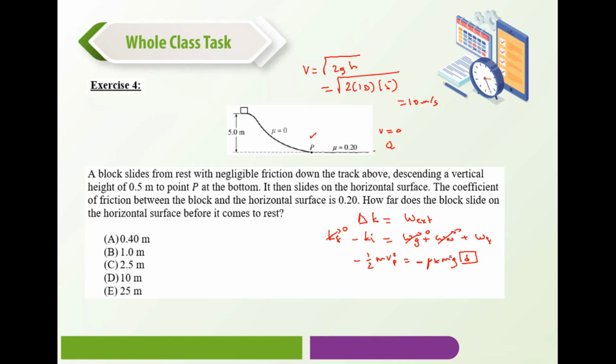Notice that the mass is not given because simply it cancels. The minus sign cancels out. That would be half v squared at the point P divided by mu_k and g, and that would be equal to the distance d, which corresponds to how far. Now half multiplied by 10 squared divided by 0.2 times 10. Now plugging that on the calculator, we're going to get a value of 25 meters, which makes E the correct answer.